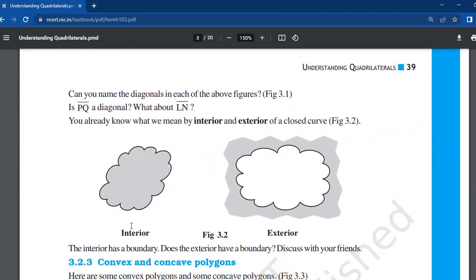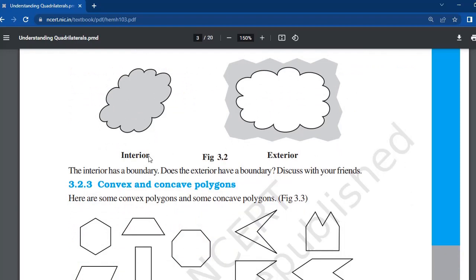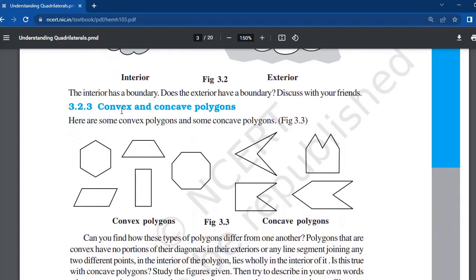In this way, this is interior and exterior. Okay, then, the other type of polygons. We have just learned two things. Polygons are basically classified into 4 types: one is convex, second is concave, then regular and irregular. So let's start with convex and concave polygons.